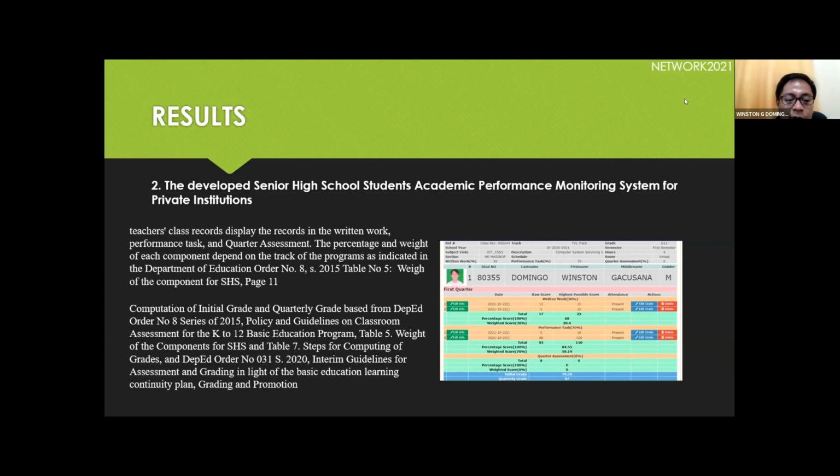Computation of the initial grade and quarterly grade is based on the DepEd order, the table of components for senior high school and the table of steps for computing grades, and the DepEd order, the interim guidelines for assessment and grading in line with the Basic Education Learning Continuity Plan in grading and promotion.